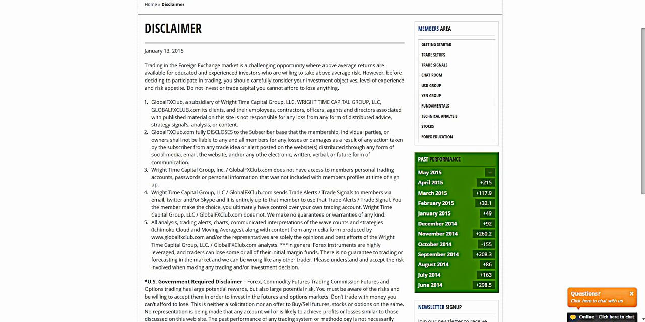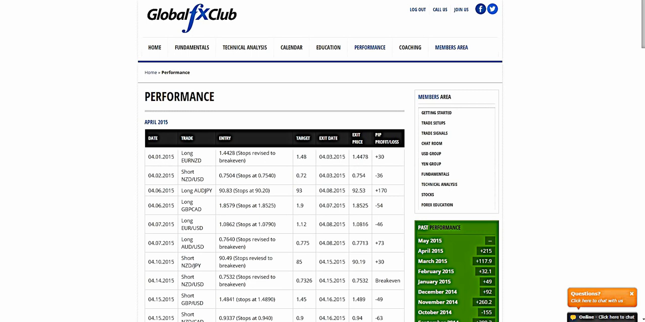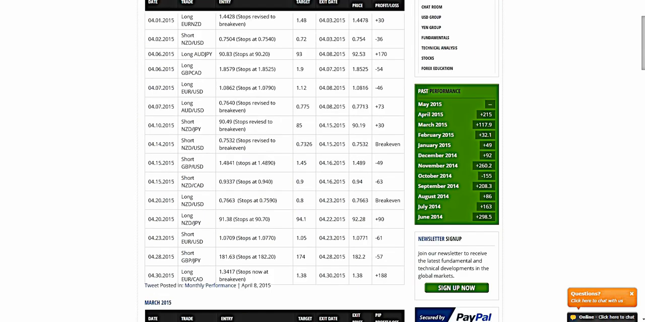All right, so let's jump first into the performance page. We ended off the month of April in the green. We had a nice big trade to close out the last day. It was pretty much back and forth, but we ended up closing plus 215. That was the biggest gain since November, and the last big order came on the back of the Euro CAD.